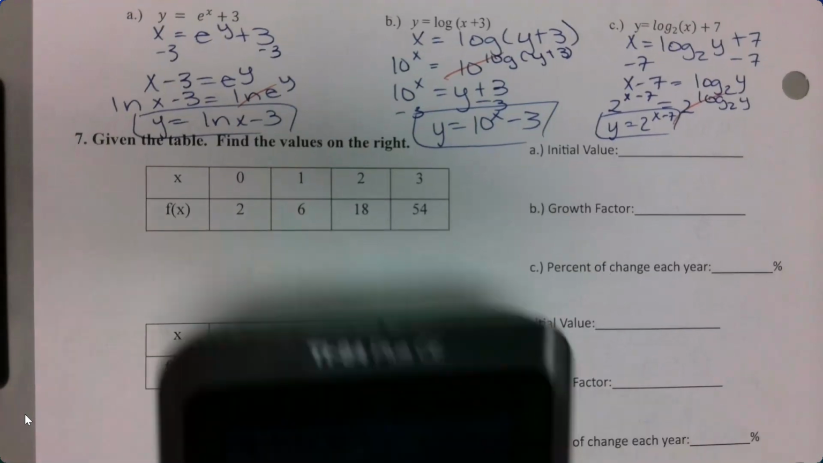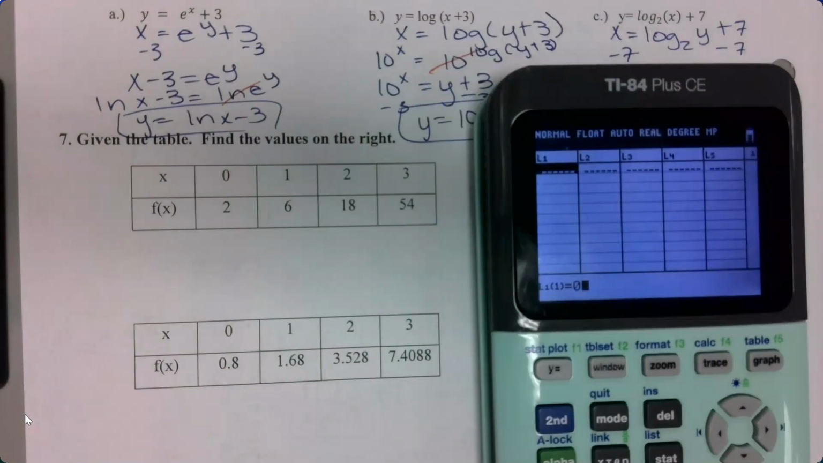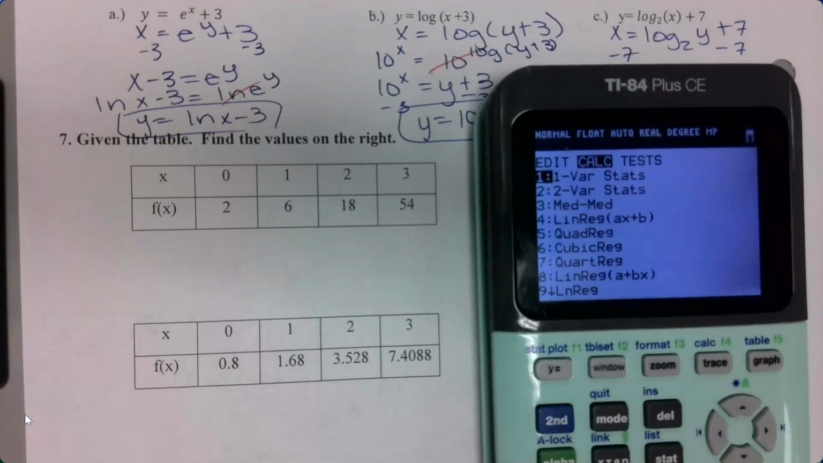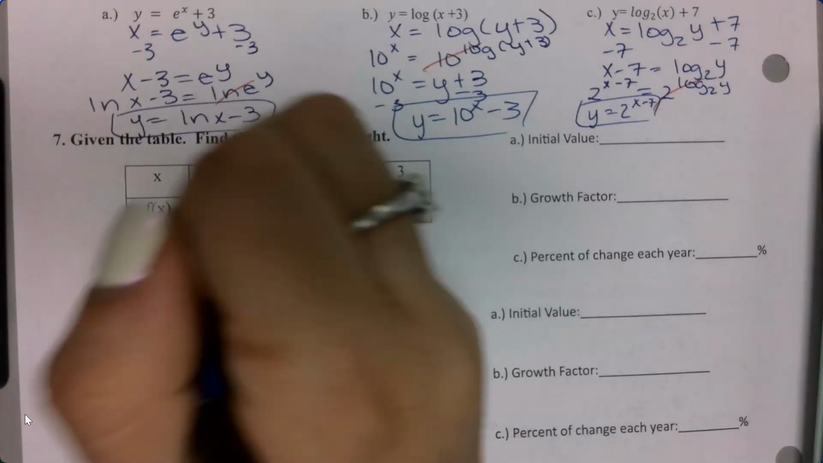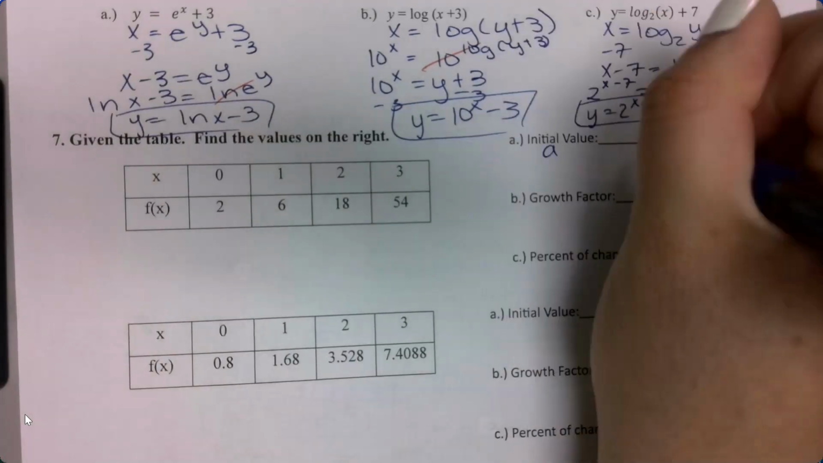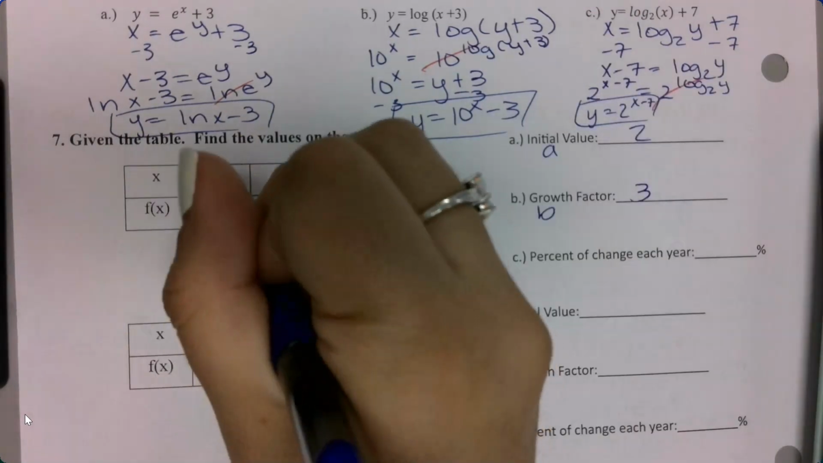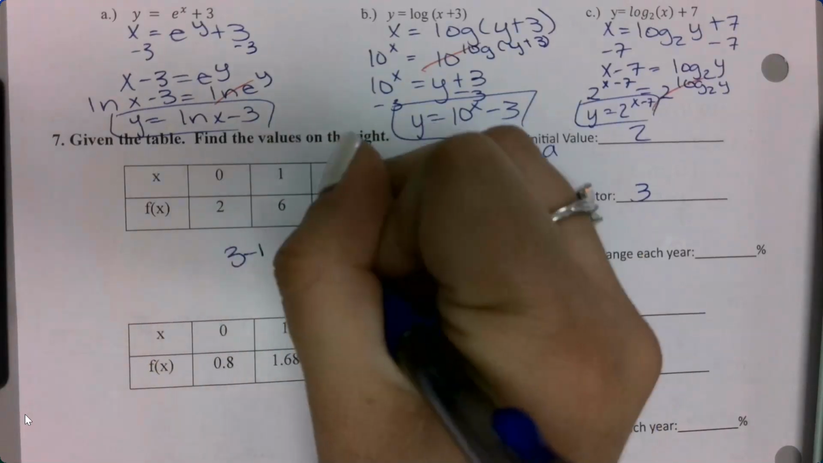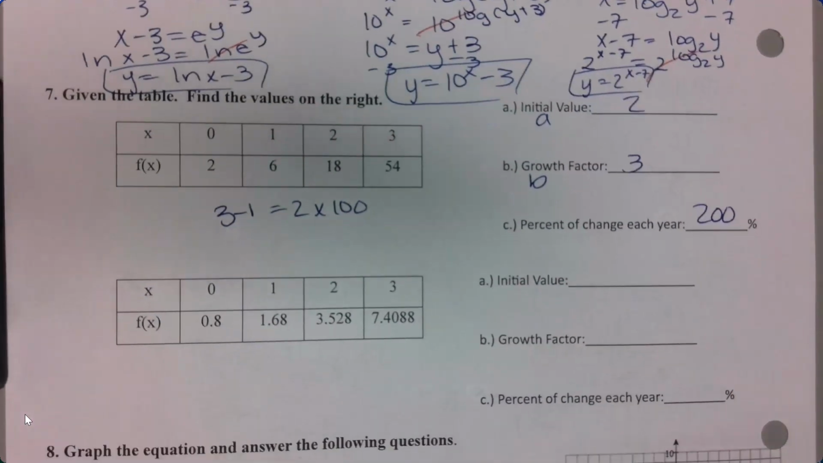I can type this into my calculator. I'm going to go stat, edit. I'm going to clear out my list if there's numbers there. So I have 0, 1, 2, 3, 2, 6, 18, 54. I go stat, calc. This is exponential regression, which I think is 0. Go all the way down to calculate, press enter, and it gives me this. So my initial value is my a, so that's 2. My growth factor is my b, that's 3. The percent change, so I want to do 3 minus 1 equals 2, times it by 100, which is 200% change.